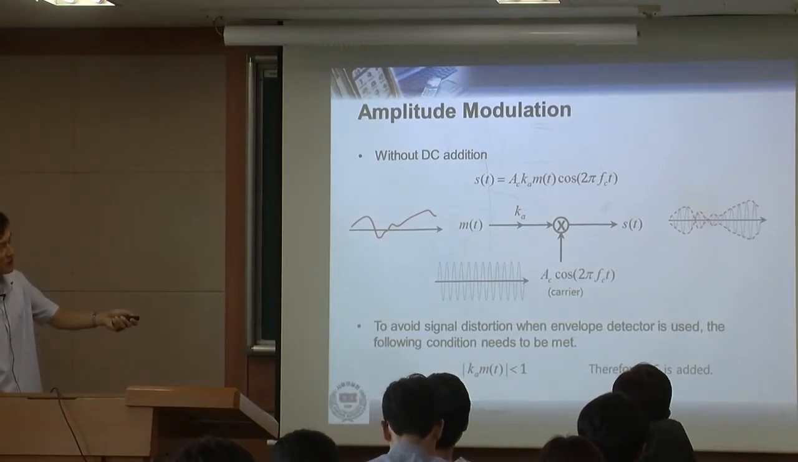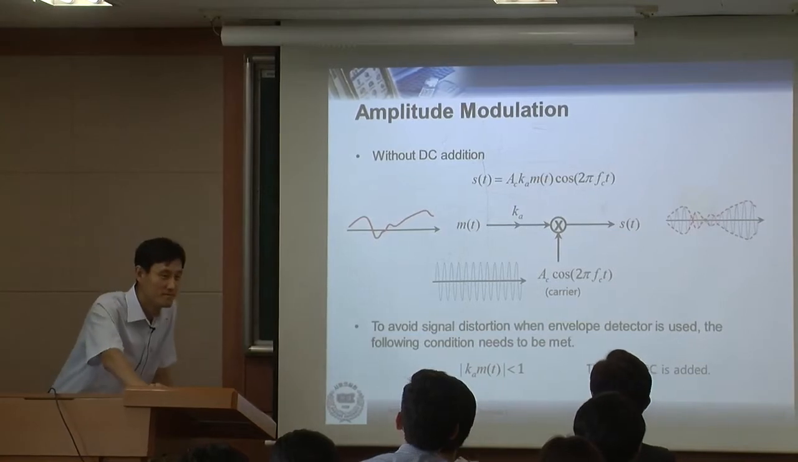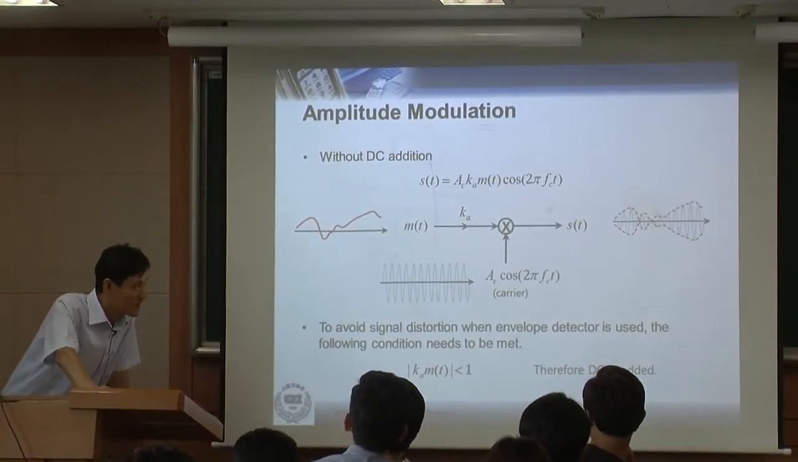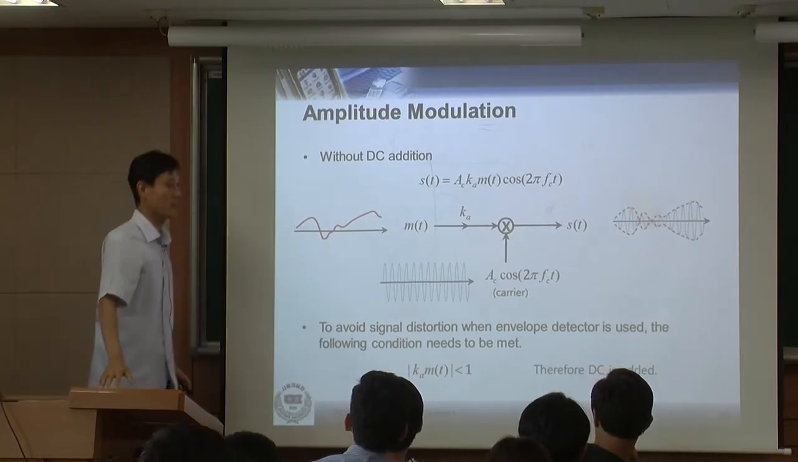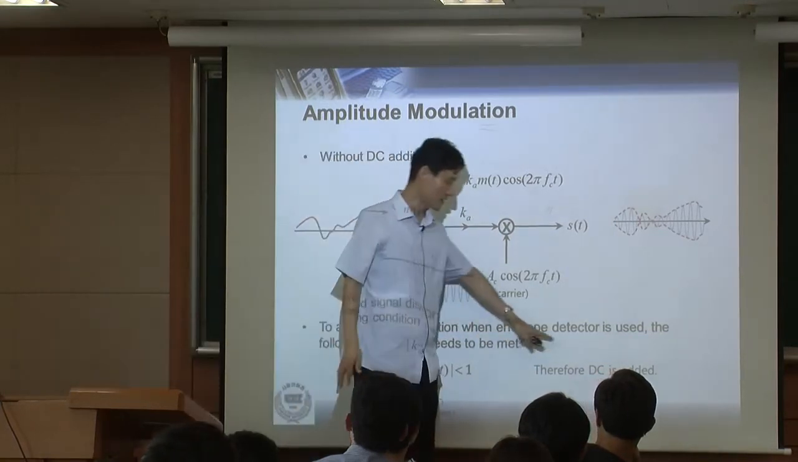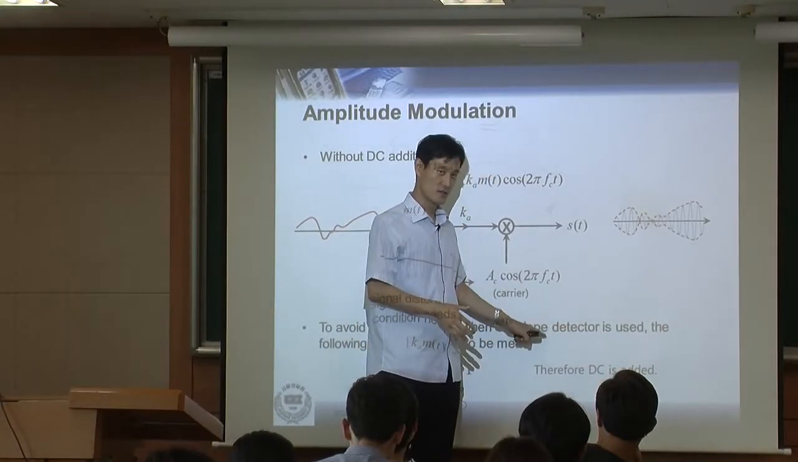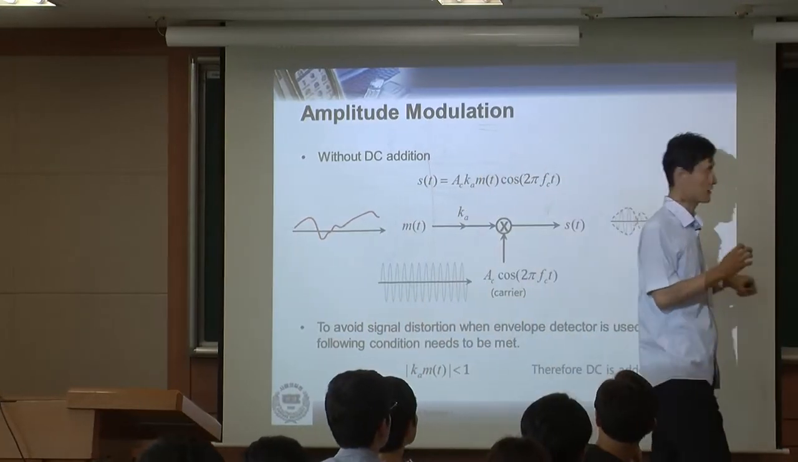What's the problem with this one? Yes. When you do this, the problem is that we cannot use an envelope detector. And I'll tell you later what that means. But simply speaking, it's hard to receive, hard to detect.